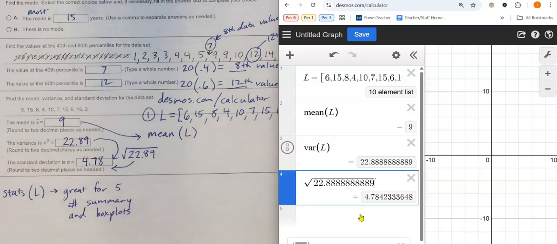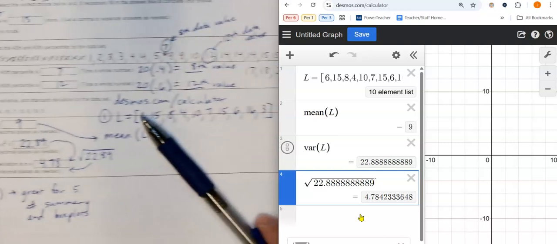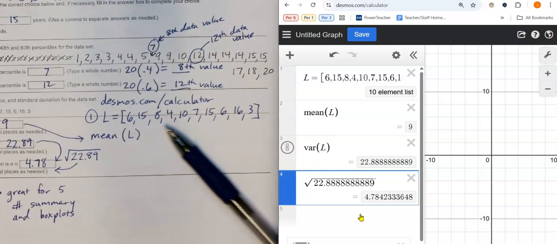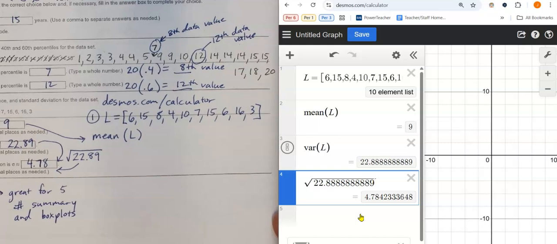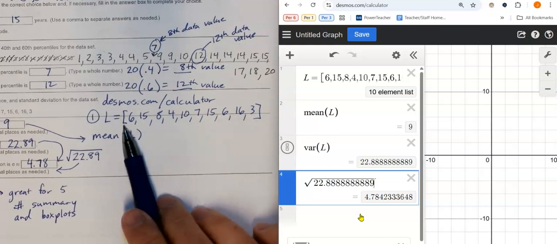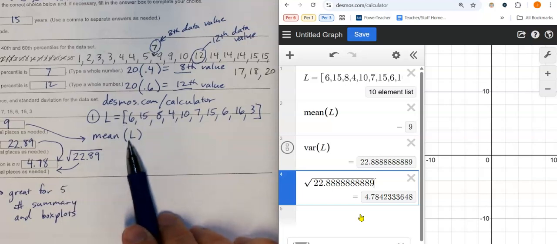Pretty straightforward, folks. Use the bracket when you're creating the set. I know, I mean, you gotta have all the numbers. Those are brackets when you're typing in the set, but then when you're typing in these other things, you're using parentheses.